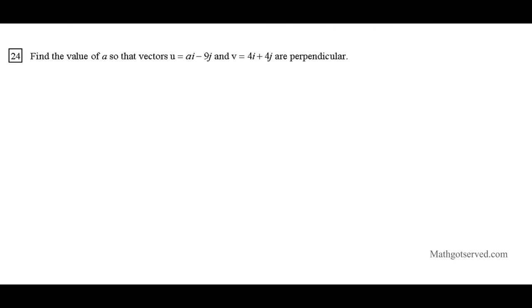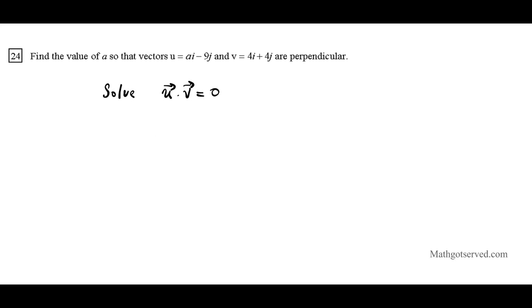All right. Okay, so question 24 says, find the value of a so that vectors u, which is ai minus 9j, and vector v, which is 4i plus 4j, are perpendicular. So to do this, the two vectors are perpendicular. That means u dot v has to be 0. Okay, so what we're going to be doing is solving an equation, which is u dotted with v equals 0.